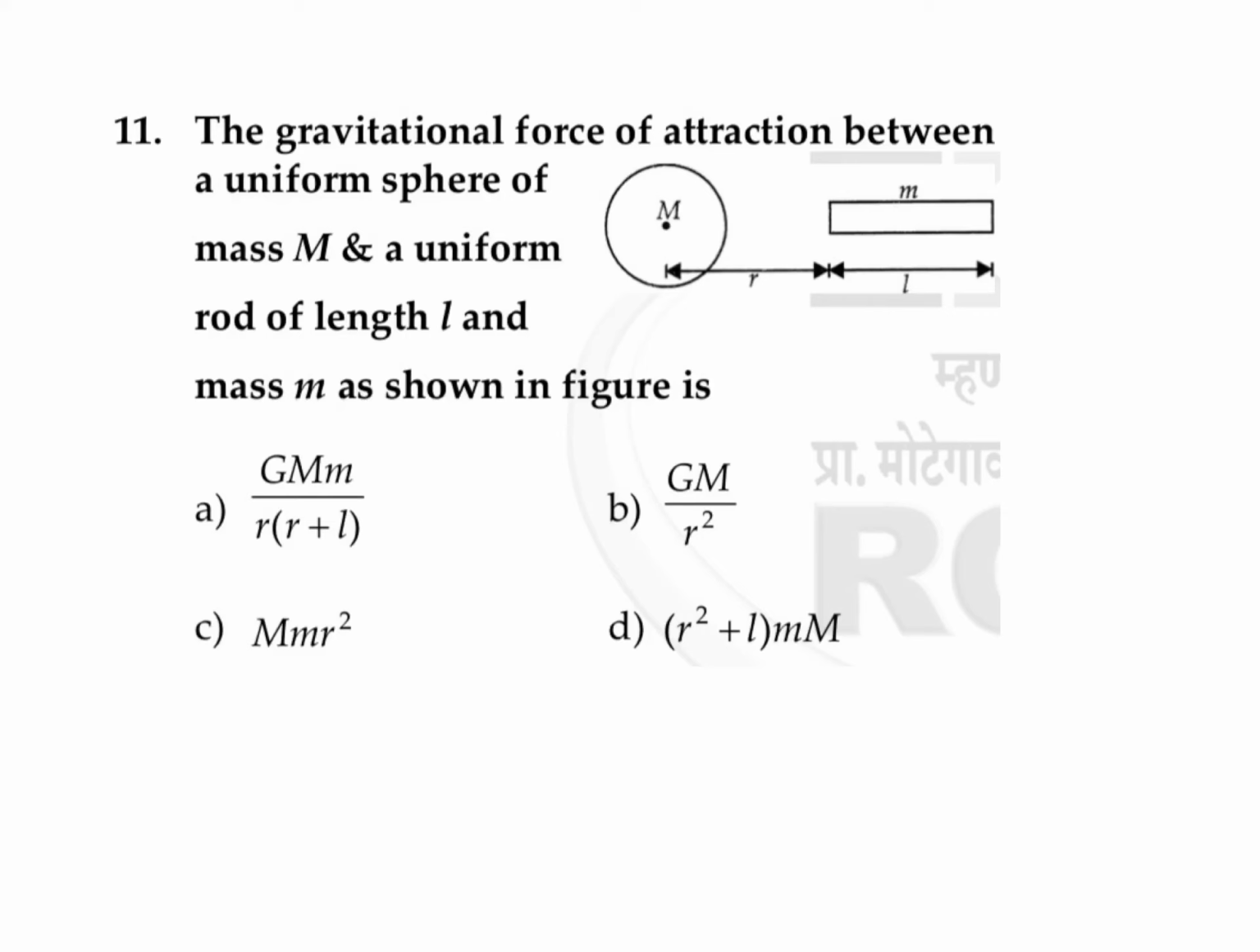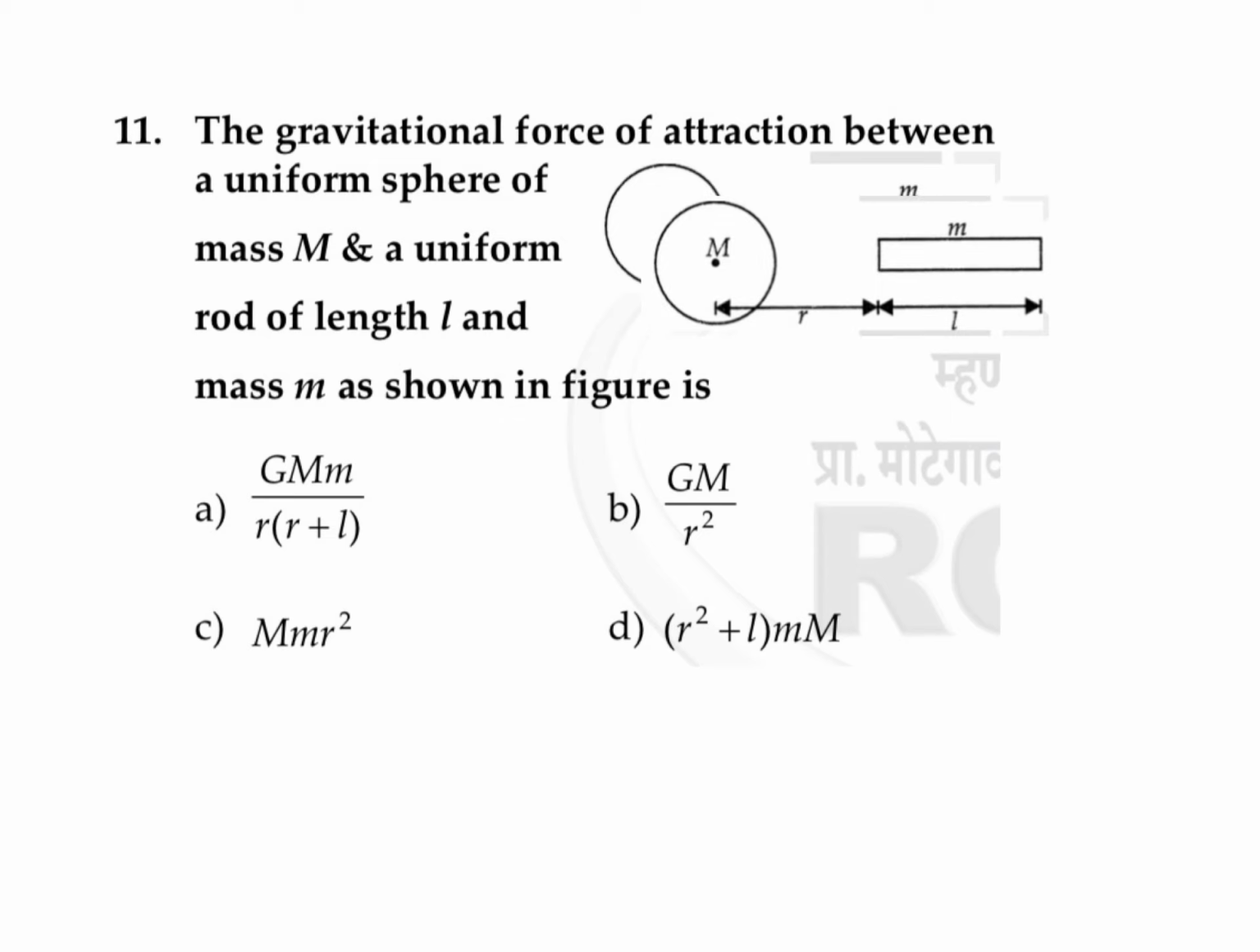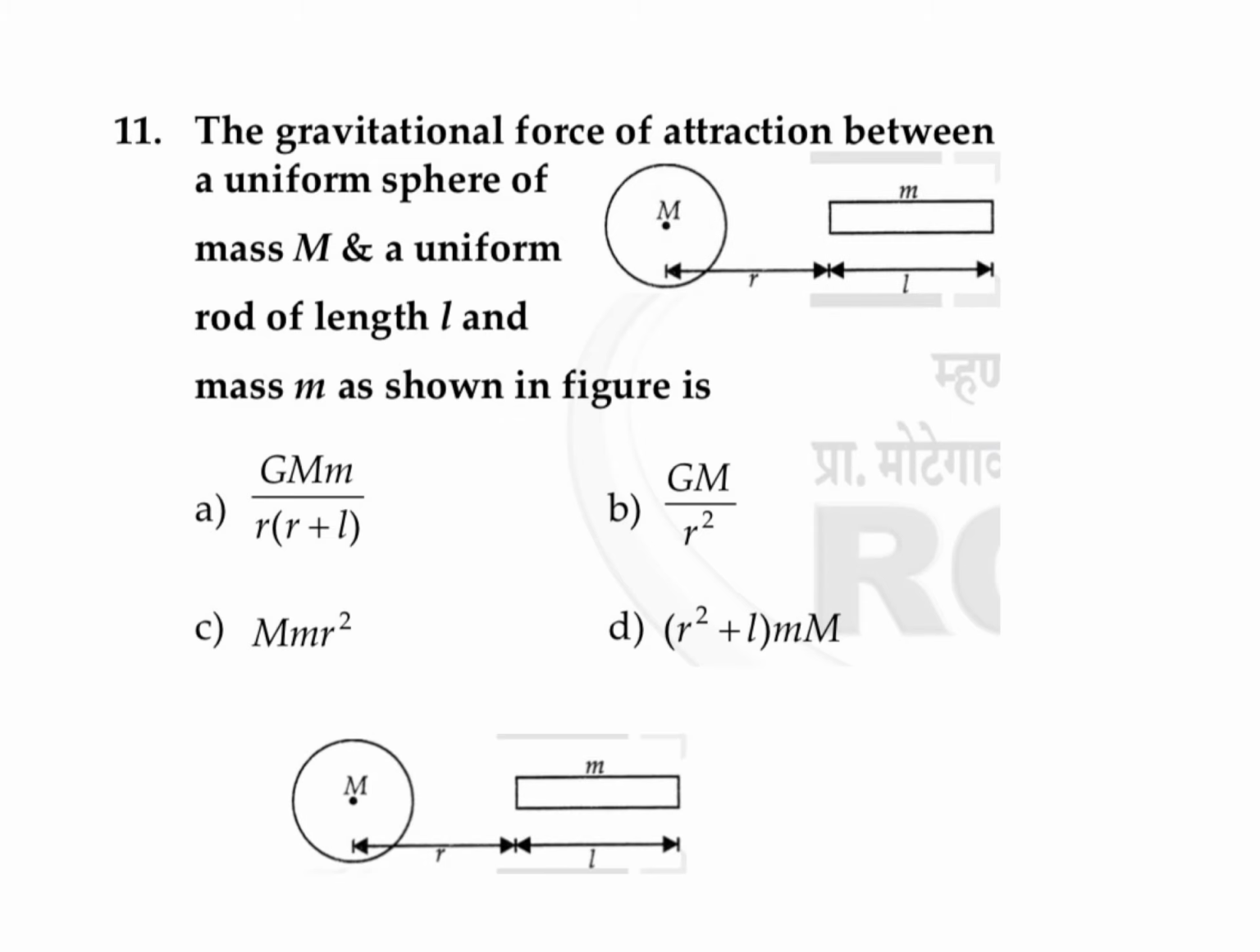It is given that the gravitational force of attraction between a uniform sphere of mass m and a uniform rod of length L and mass m, as shown in the figure, is... So basically our aim is to find out the value of the force of attraction between these two masses.